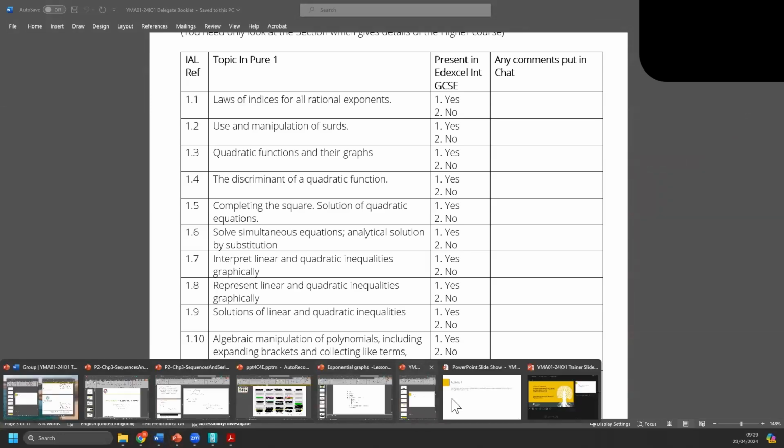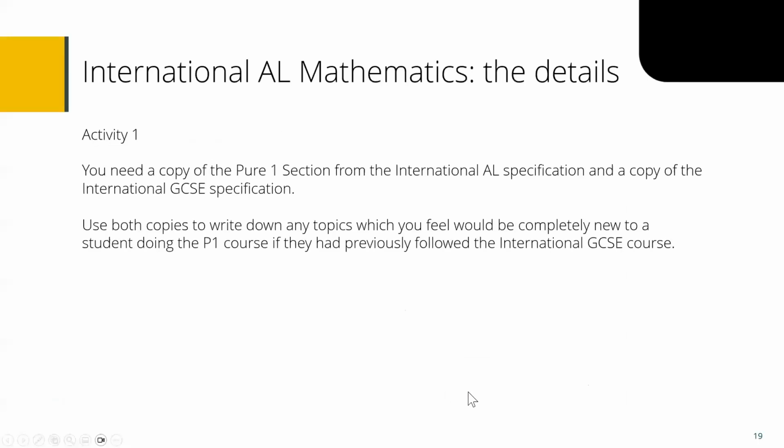I'll put back the instruction as well, which is here. Was it part of the international GCSE, yes or no, and any comments? I'll give you 5 minutes. It's past my time here, so I'll give you 5 minutes and I'll come back to you and we can share some of the comments. Again, feel free to comment in the chat between you as well.